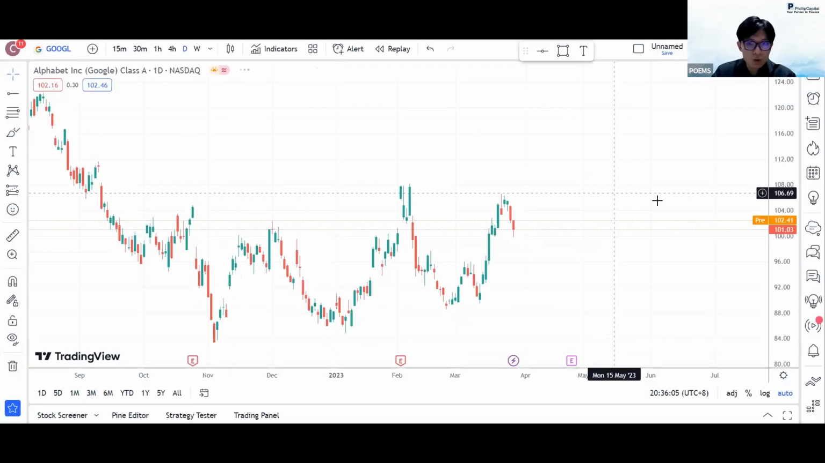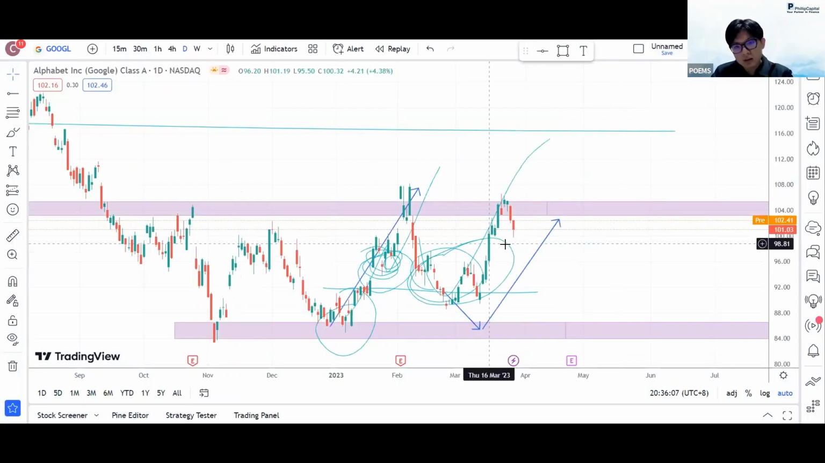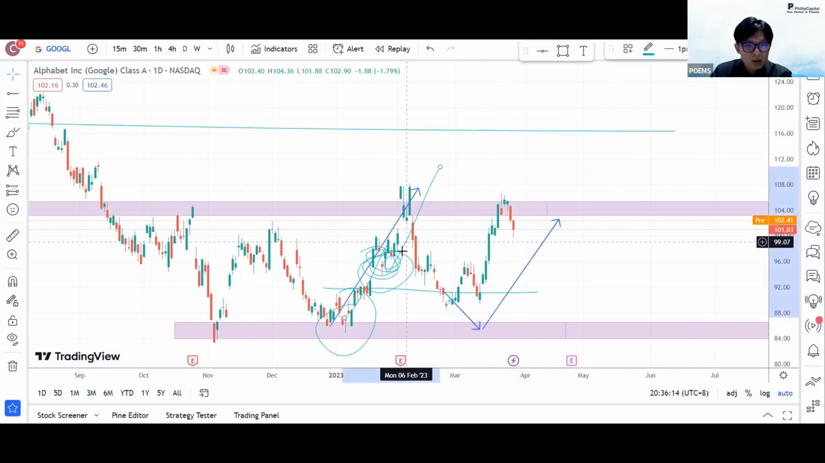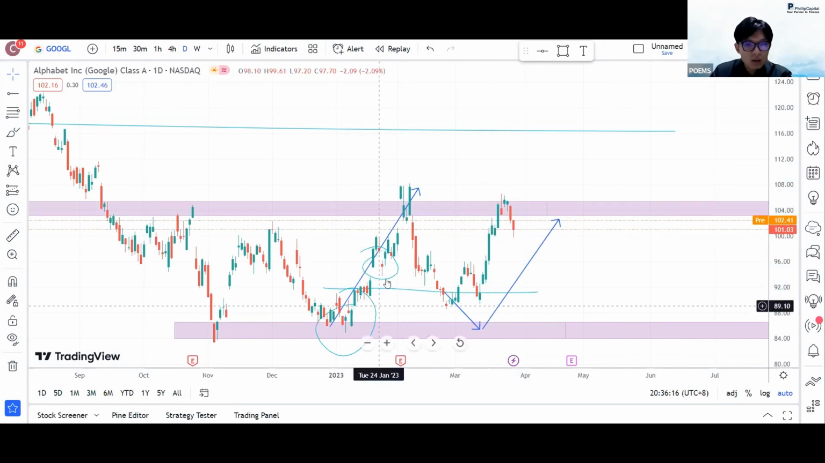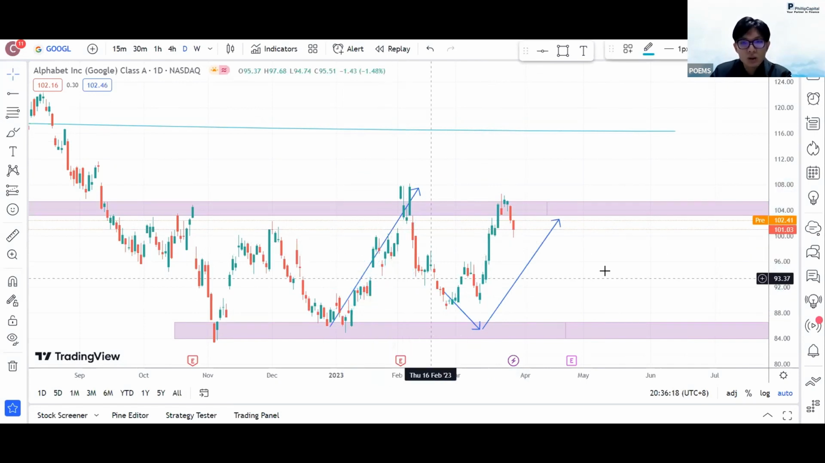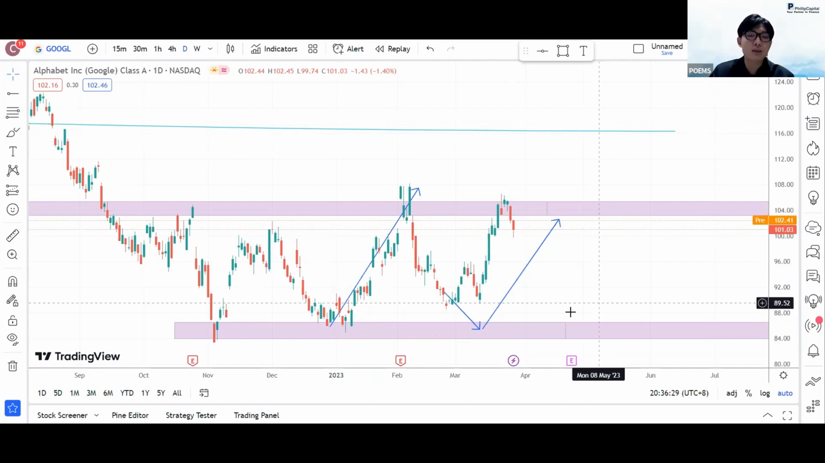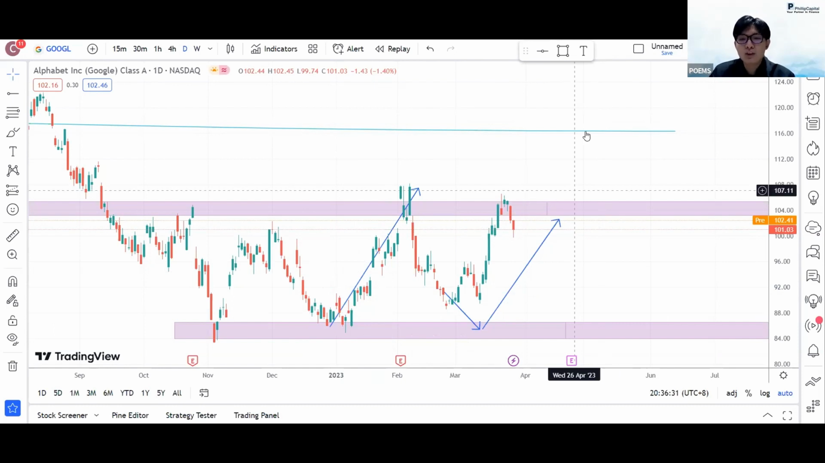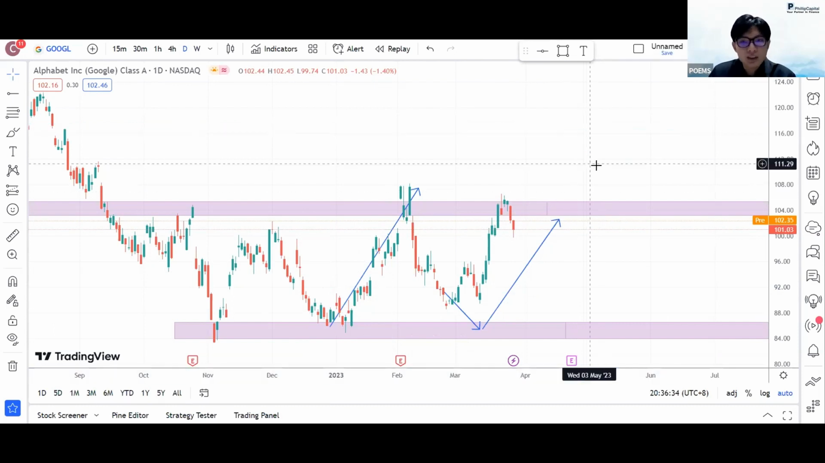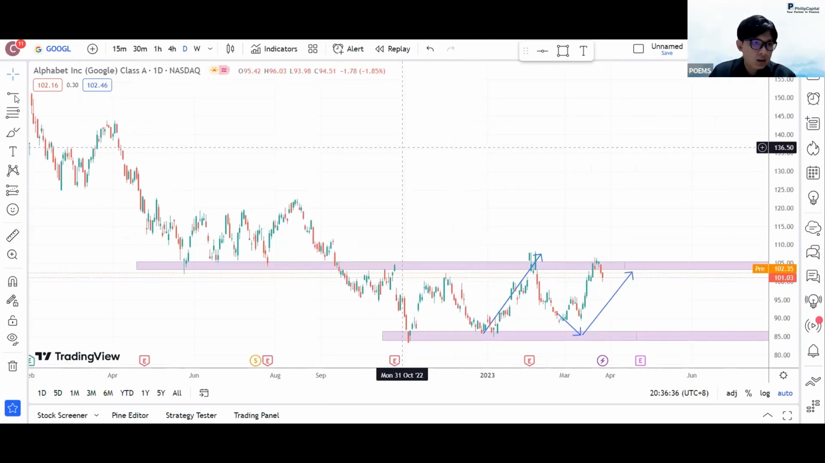Next one, Google. Hang on. The levels are still intact. Let me just remove all these drawings from last time. Google, same thing, range bound. I think we are looking at a lot of pairs being range bound now. But range bound is not necessarily a bad thing. They are range bound towards the supply area with earnings coming out. With a little bit of good news, you will see the price start flying higher.